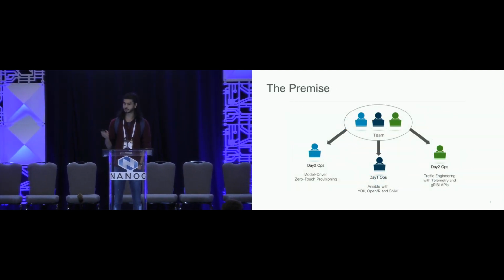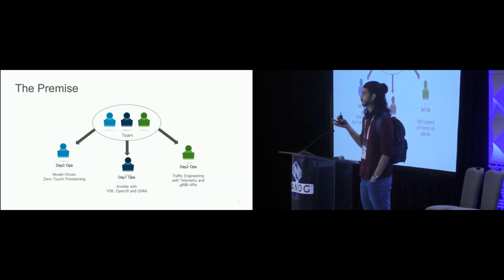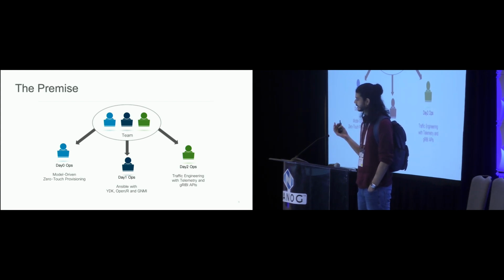And of course, the basic premise, which is we split up the teams into 3 primary categories based on the days of operations that we wanted them to focus on. So every team basically set out to try and automate each particular day, as you can see, starting from zero-touch provisioning, to Ansible-based orchestration using YDK, gNMI, and OpenR as a set of tools available, to going even with traffic engineering using the gRIBI APIs in the OpenConfig consortium. So there's a huge variety of tools and APIs that we wanted them to take a look at, and I think a lot of them were successful in incorporating them as part of their code and then doing more on top.